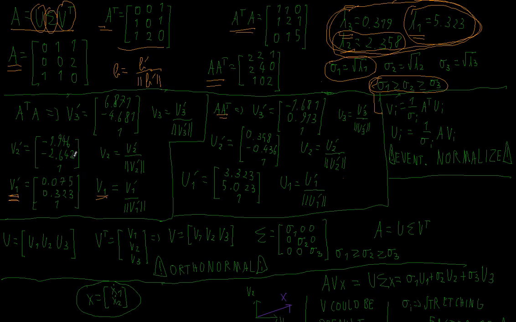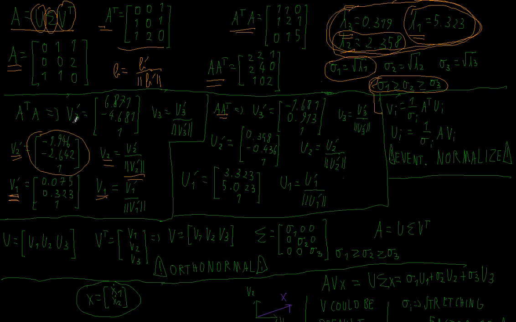And V sub 2 prime is minus 1.946, minus 2.642, and 1. Again, we normalize it. We get that our vector V sub 2 is equal to V sub 2 prime over the norm, the length of V sub 2 prime. So it will be this vector divided by the square root of minus 1.946 squared plus minus 2.642 squared plus 1 squared.